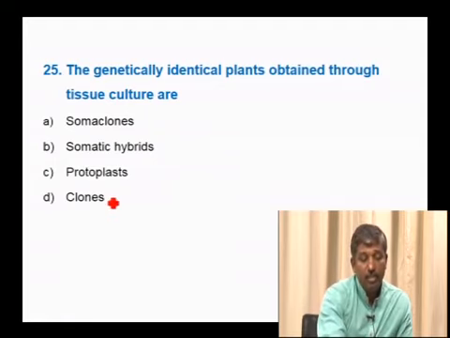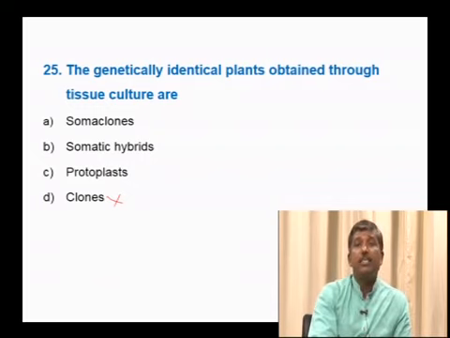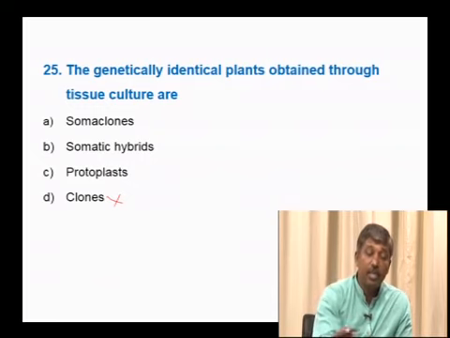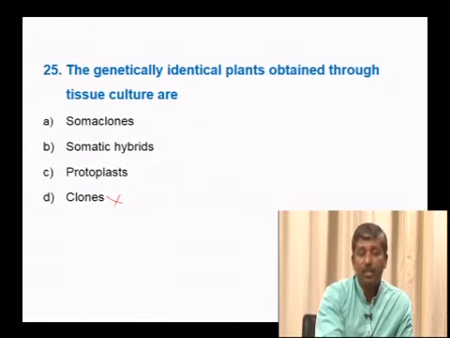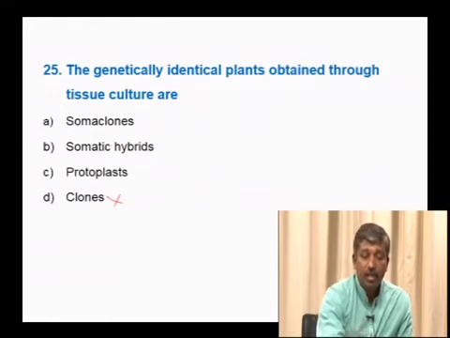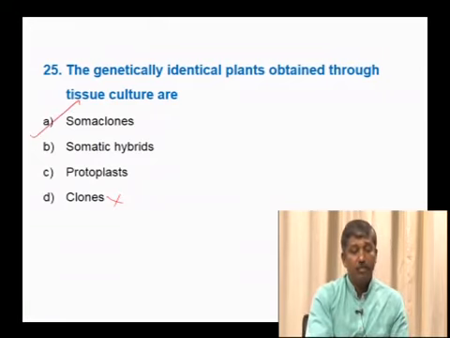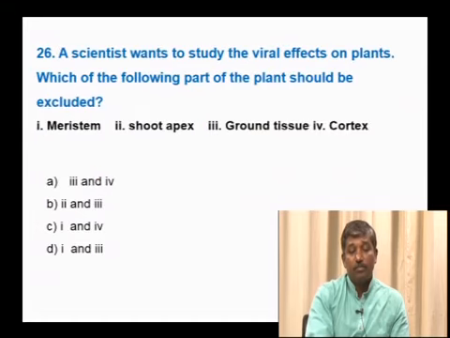So, clones, as we know, are morphologically and genetically identical plants produced through asexual reproduction. Protoplast is the fluid matrix of the cell. Somatic hybrids are the hybrids produced by protoplast fusion. So, the genetically identical plants obtained in plant tissue culture are referred to as somaclones. Hence, the right option is somaclones.